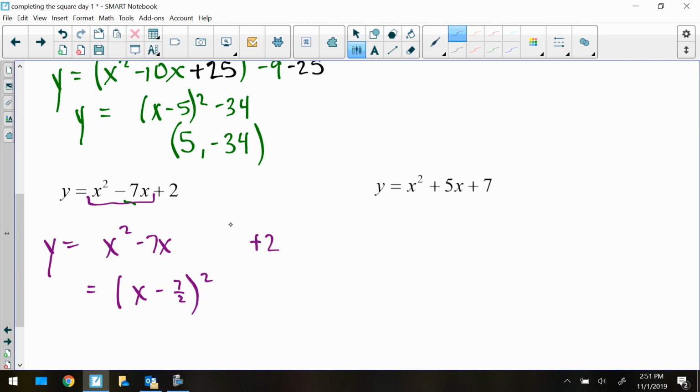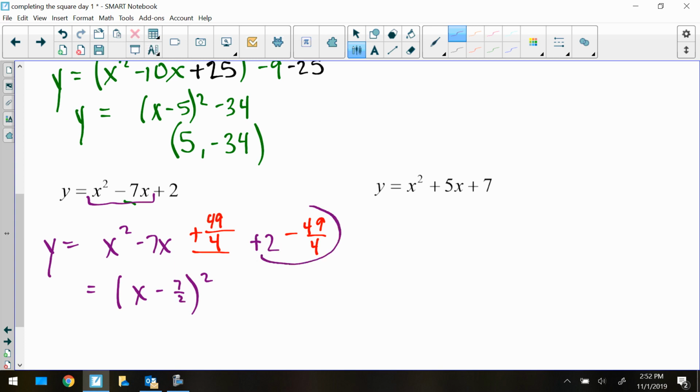Now, to get this number that I have to add, I would take my 7 halves and I would square it. Well, if I'm going to square 7 halves, I can square them separately. I can square 7 and get 49, and I can square 2 and get 4. Much easier to work with fractions like that. So if I have 49 over 4 that I added in the top part, I need to subtract 49 over 4 to balance out the equation. So I realize that my square is x minus 7 halves.